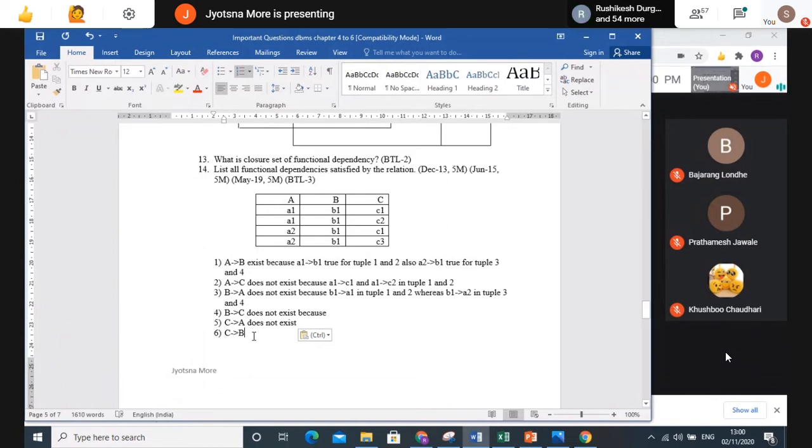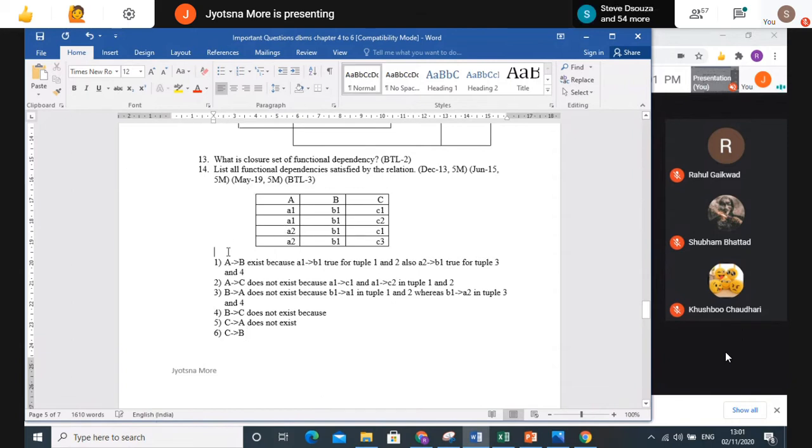Next is C determines B. Exist, ma'am. Everyone is saying exist? Yes, ma'am. Correct, the answer is correct. Because for tuples 1 and 3, C1 determines B1. Similarly, when we consider C2, there is no other C2 to match, so it exists. Definitely, whatever it gives, it is true. So for tuple 1 and tuple 2, C1 determines B1 in B. So that is correct.